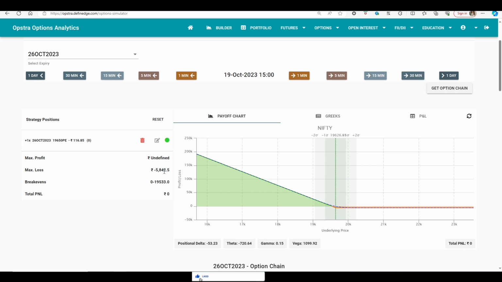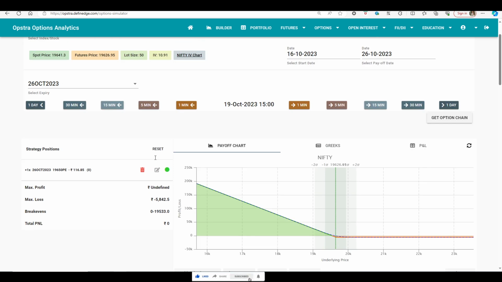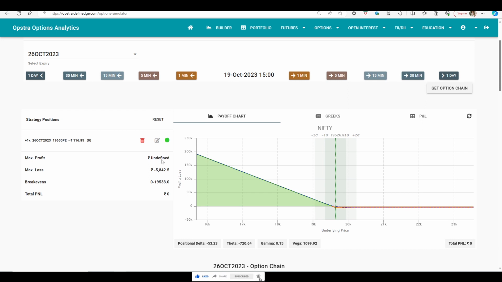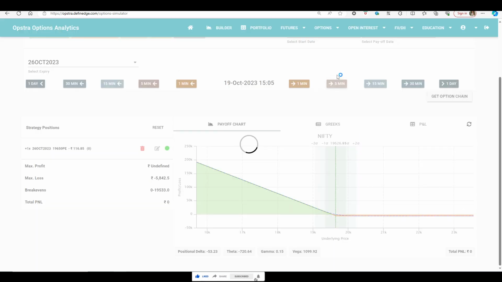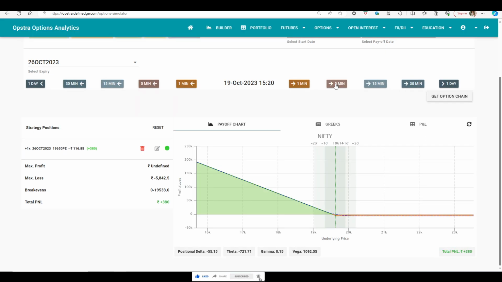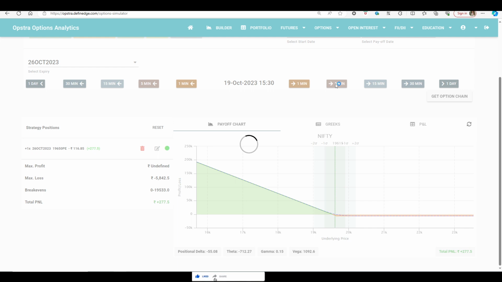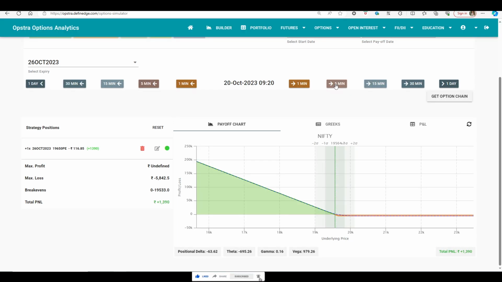Maximum loss we will get is 5,800. The profit will be unlimited, but we don't want unlimited, this is a hypothetical value. What we are going to do is close the position next day morning at 9:30. Let us test for a few days, at least 1 week to 10 days. By 9:30 we are done with the trade. For 5,000 investment we got 1,900.